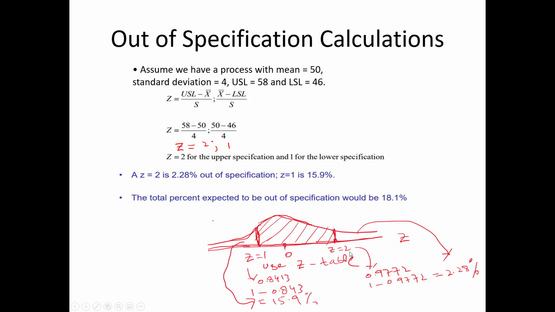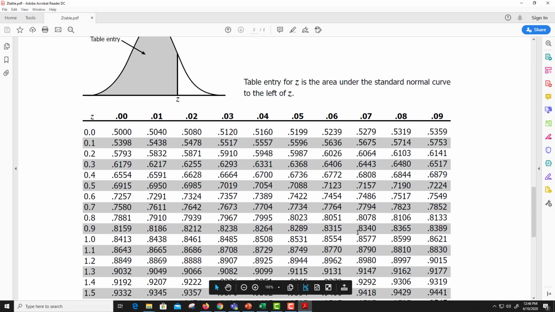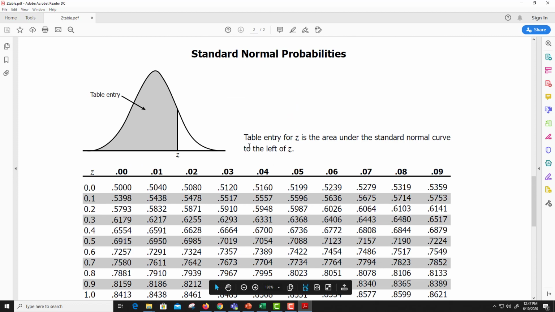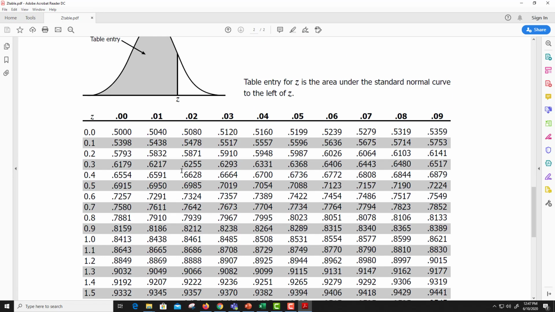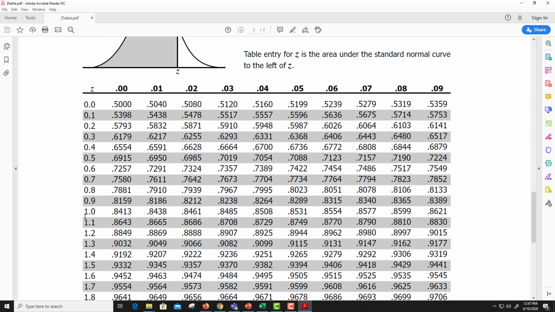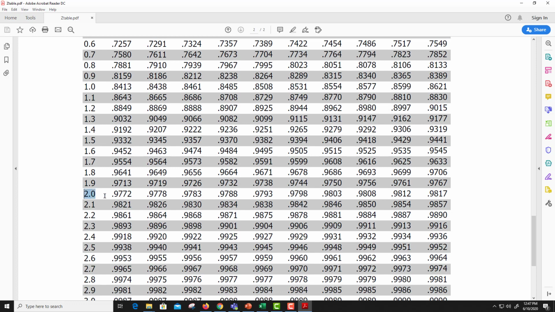For Z equal to 1 and Z equal to 2, we use the standard normal Z table. Now I am just going to show you the use of this table. This is the standard normal probabilities table. We are looking for Z equal to 2, because in the first column these are the Z values. So Z equal to 2 is 0.9772. Remember this value, 0.9772 is the Z equal to 2 value, and the other value, for Z equal to 1, how much area will it be? 0.8413.